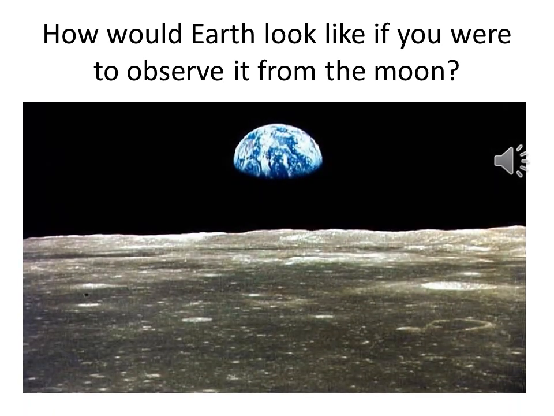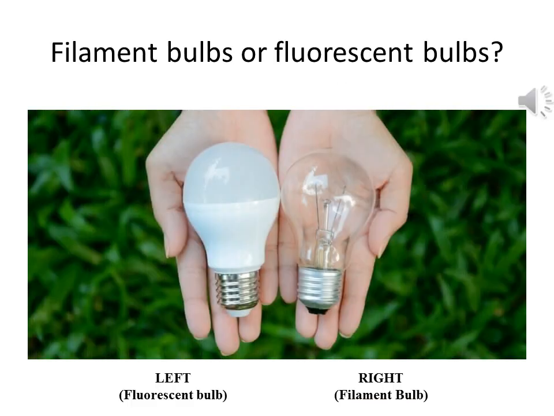Okay, just a little question. How would the earth look if you were to observe it from the moon? Yes, pretty much like this picture over here. You would be seeing the earth light. But is it really the earth's light? No. It would be the light of the sun falling on the earth and being reflected on to the moon where you're standing and observing, right? Okay, let's move on.